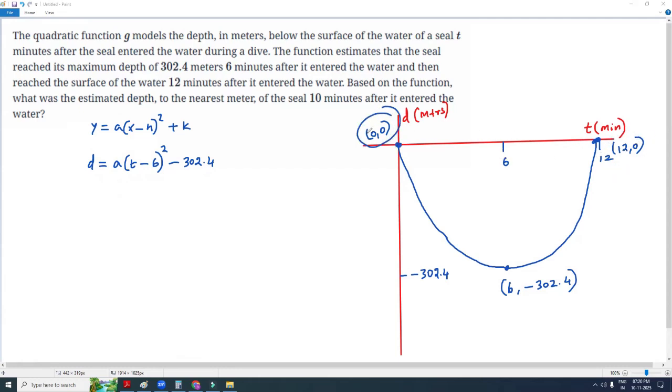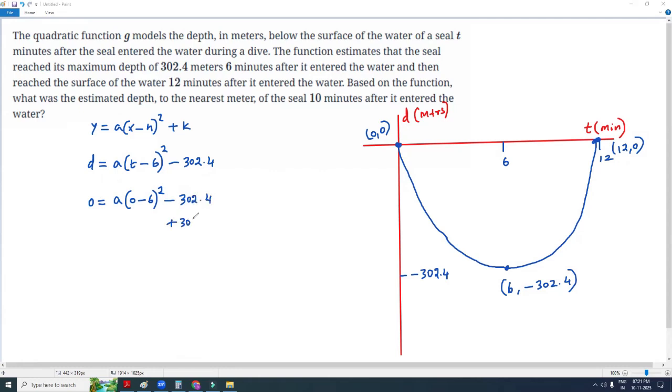Whenever we can use the origin, it will be easier for us to do calculation. So let's plug in this t coordinate 0 for t over here and d coordinate 0 for d over here. We get 0 equals a times (0 − 6) squared − 302.4.